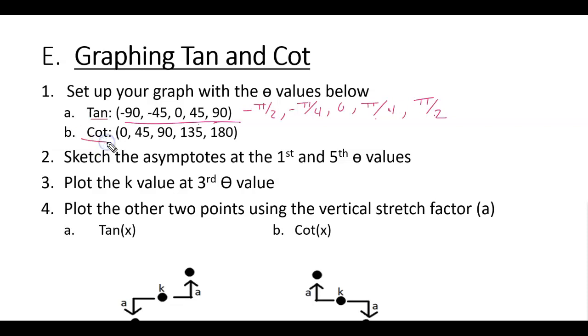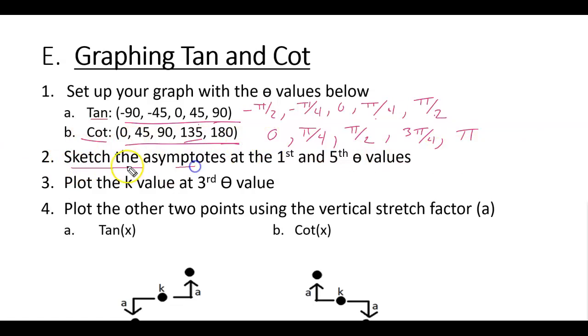Now for cotangent, the angles I gave you guys were 0, pi over 4, pi over 2, 3 pi over 4, and pi. But in degrees, that would be these things. Pi is 180, 3 pi over 4 is 135 degrees, pi over 2 is 90, etc. Okay, so set your graph up with one of these sets of angles. If you're doing tangent, it's this set or this set. If you're doing cotangent, it's this set or this set.